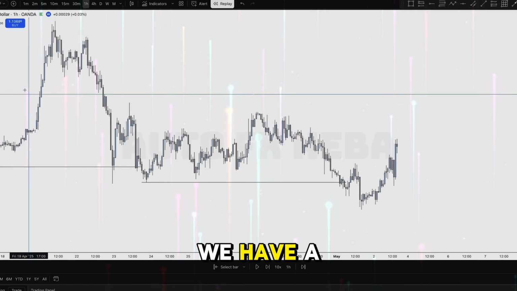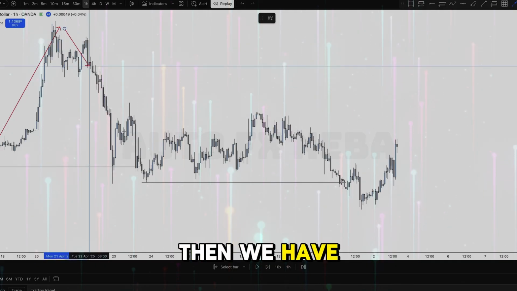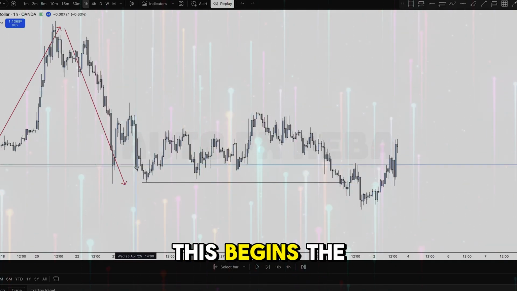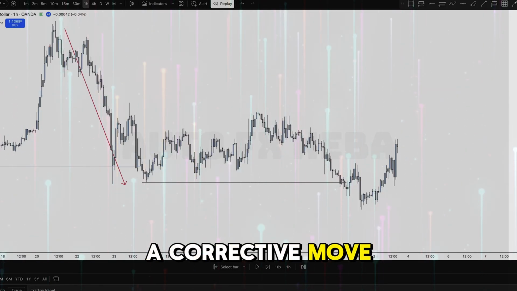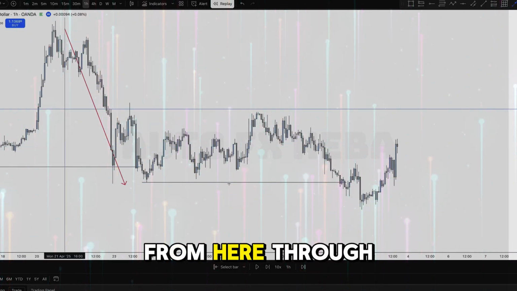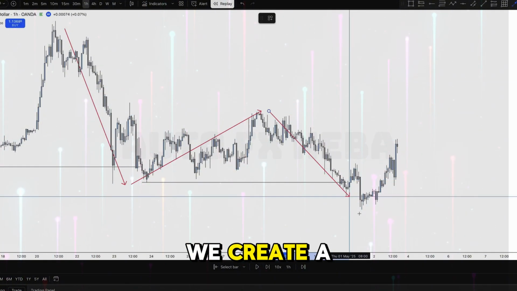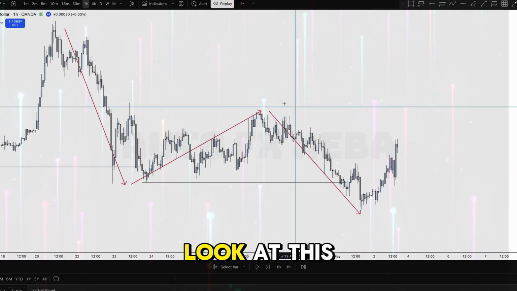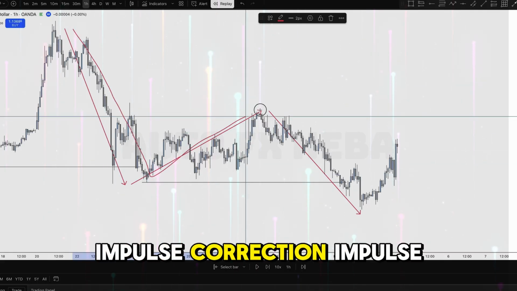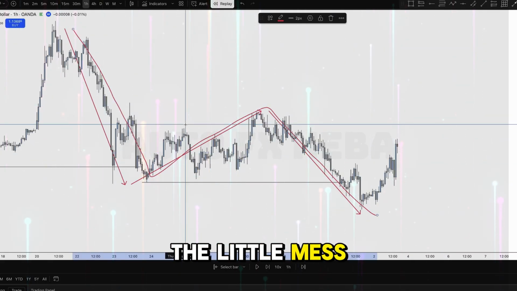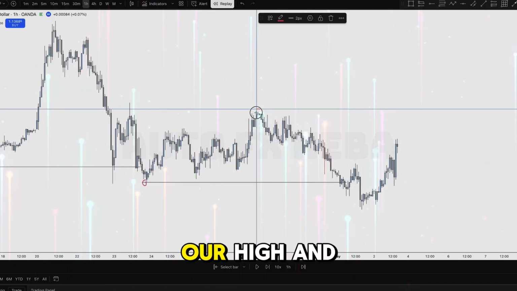Okay, so here we have an uptrend which has shifted into a downtrend. We have an impulse, then we have another impulse which shifts us down here. This begins the downtrend with these closures under this previous low. Then we have our corrective move, which is basically all the way from here through to here. At this point, we have our next impulsive move, which is where we create a new lower low down to here. So if we look at this trend structure for what it truly is, it's simply an impulse, correction, impulse, okay? Despite all of the little mess and chop, we've got three clear structural points. We've got our low, our high, and our low.